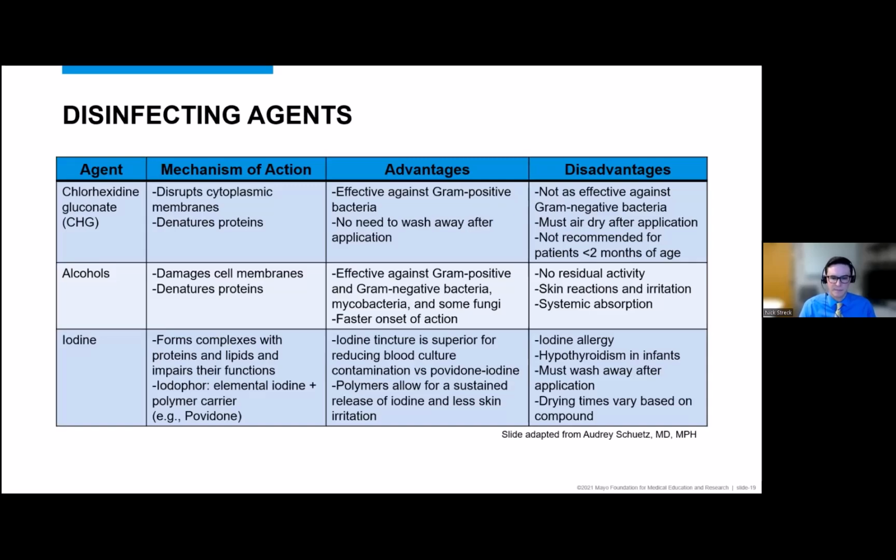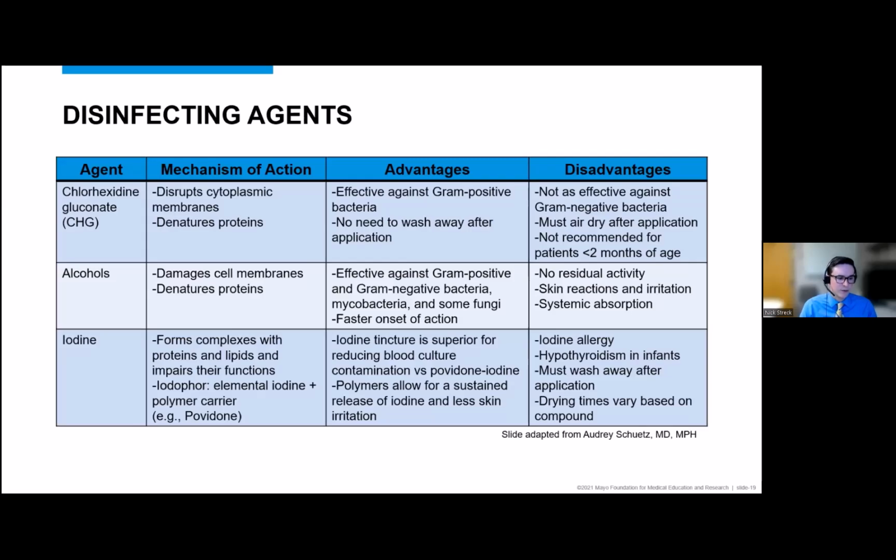reducing that step. One of the disadvantages is that it's not as effective against gram-negative bacteria, which again is not the primary component of skin microbiota, but it does have a little bit more narrow area of activity compared to some of these other agents. You do have to wait for proper contact time and air drying before proceeding with the collection. And a big disadvantage here is that it's currently not recommended for patients less than 2 months of age. And I'll talk about that in the next slide a little bit more.